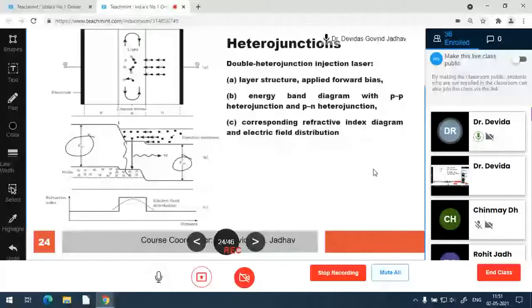so that the charged particles from the n side and p side can be collected, or can be allowed, in a very small thin region, which is called the active region. So this is the active region. Okay. So this active region is the only one where the recombination takes place.